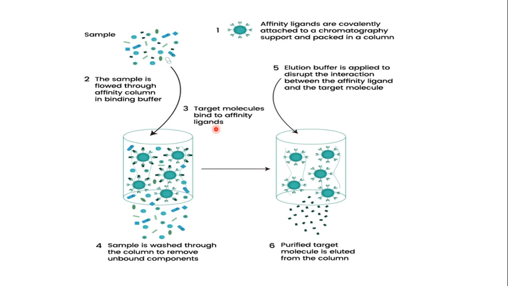In the next step, the sample is washed through the column to remove the unbound proteins, because if you introduce the mobile phase, that is going to remove all of the unbound components, and only the ligand specific components of the mixture are going to stay in the column. Then you apply the elution buffer, the elution strategies that we just discussed, and you will get the purified protein that will be eluted from the column.